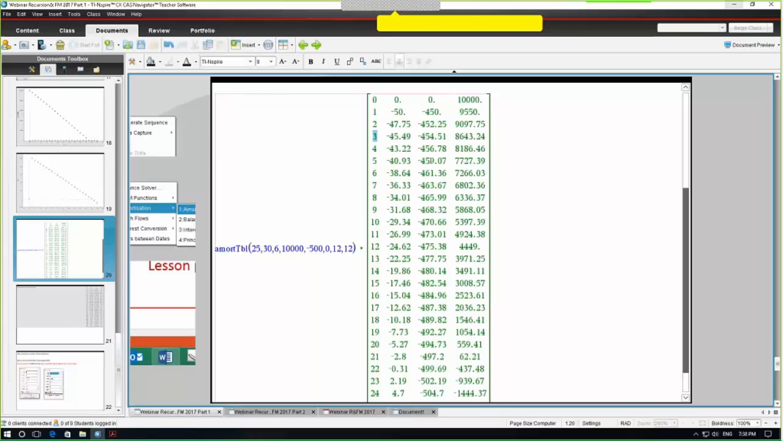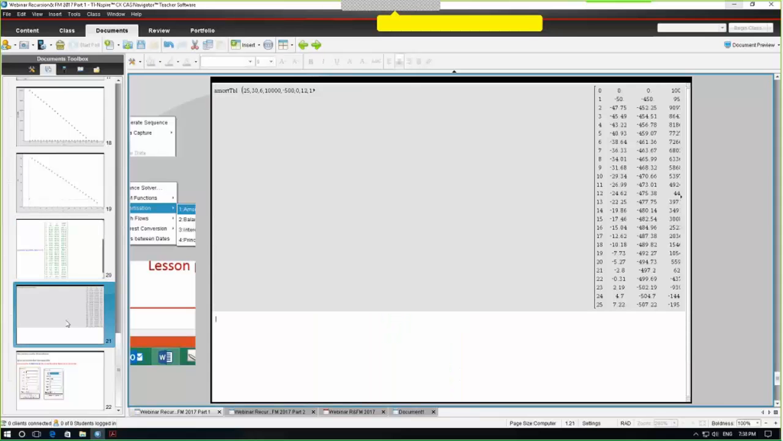Does that clarify? Great. That's fantastic. Okay. Yeah, thank you very much. The other question was, what is the advantage of using this over using the finance solver on the Nspire?